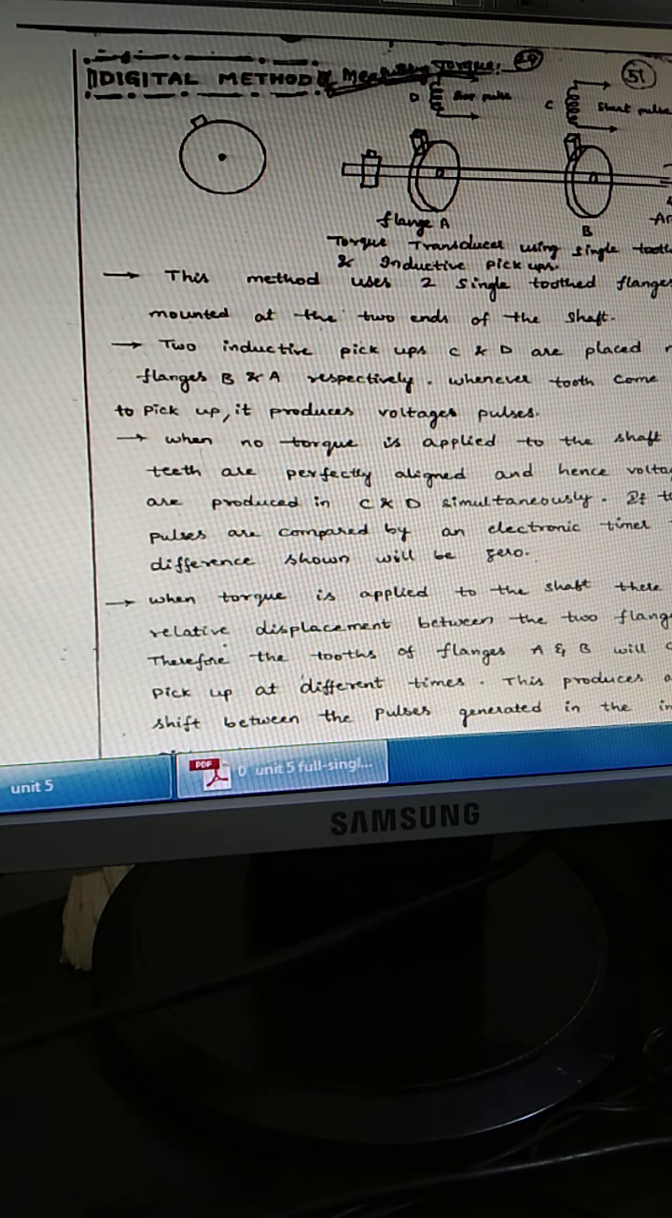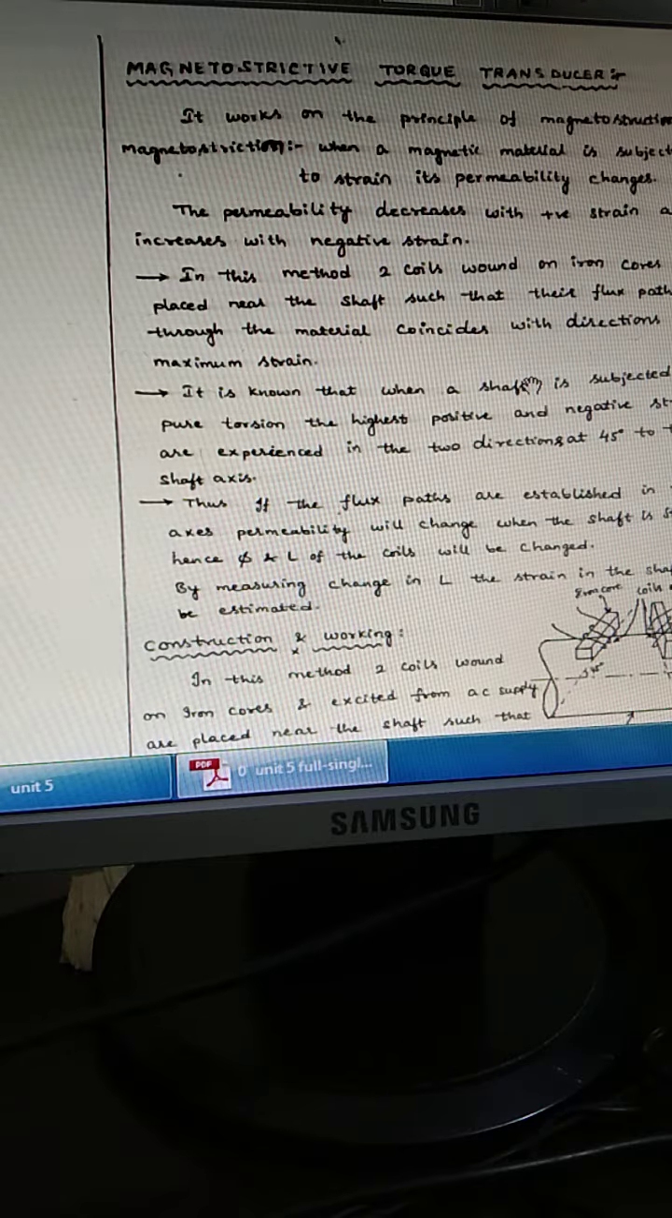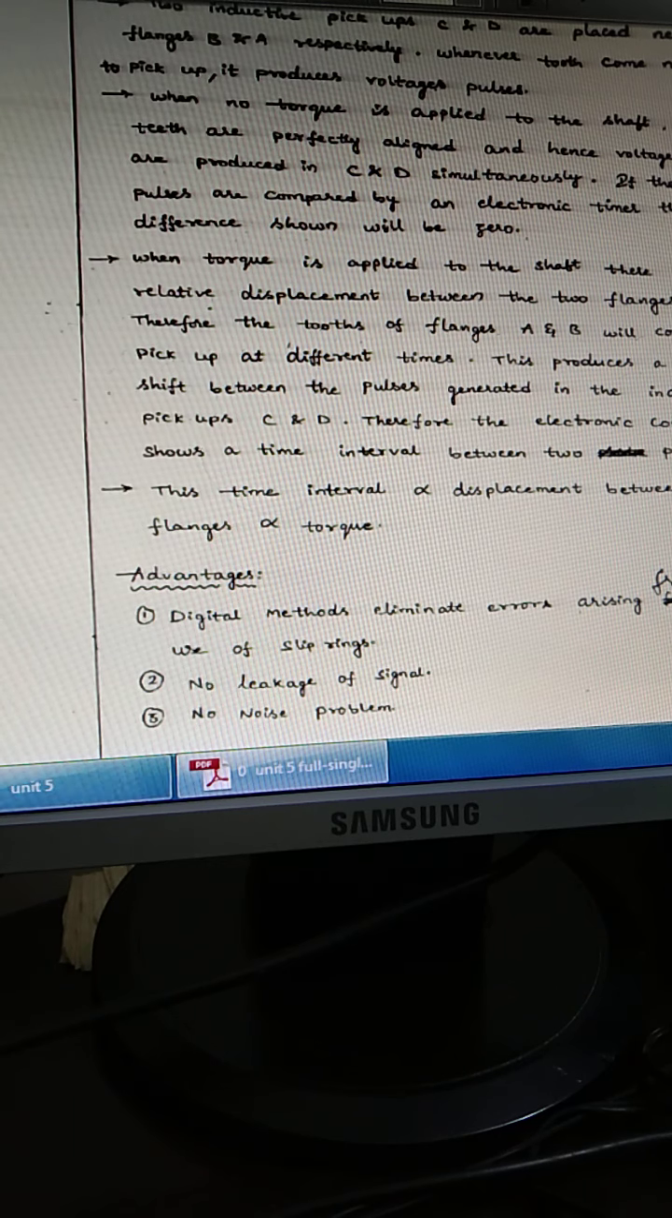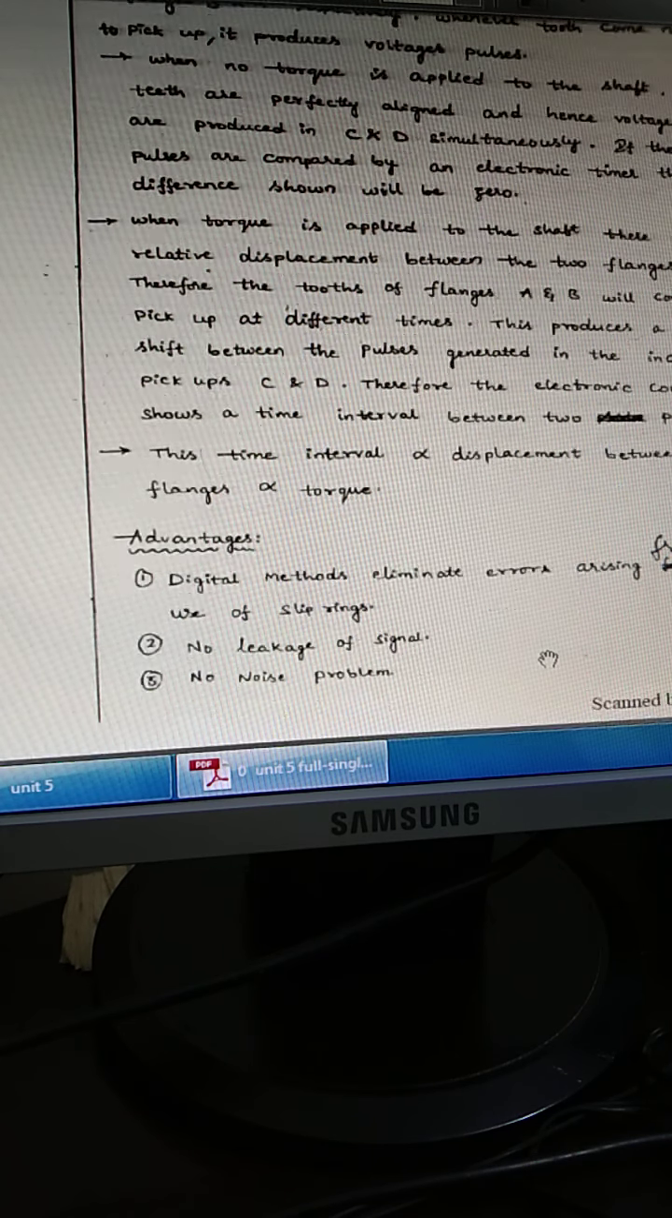So the output can be calibrated to give torque. This is a digital method of measuring torque, and digital methods have certain advantages. Digital methods eliminate errors arising from slip rings, with no leakage of signal and no noise problem.